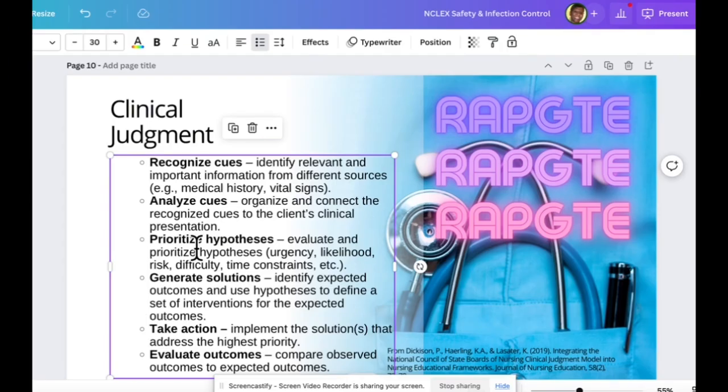What is this client at high risk for presenting here? So you prioritize. The P in RAPGTE is for prioritizing a clinical diagnosis or hypothesis. All right. And then the G phase, or the fourth question, is about generating a solution. In other words, planning. This is the one that overlaps with the planning phase of the nursing process.